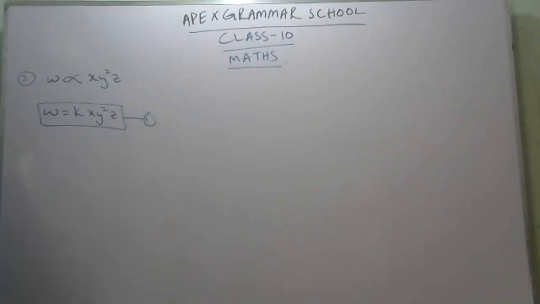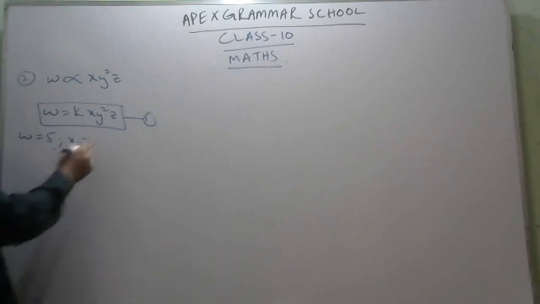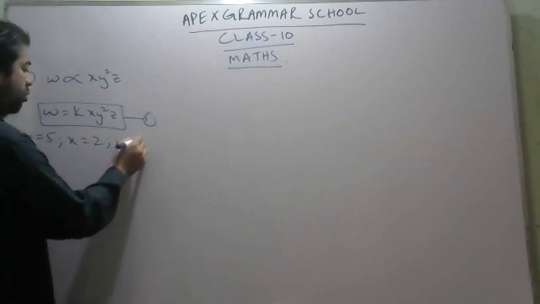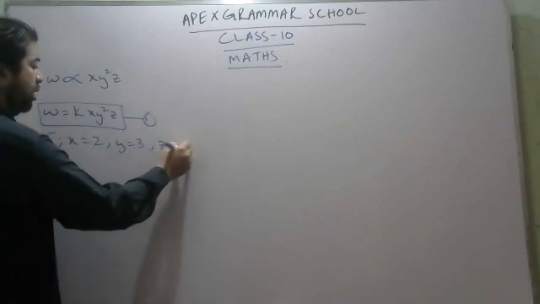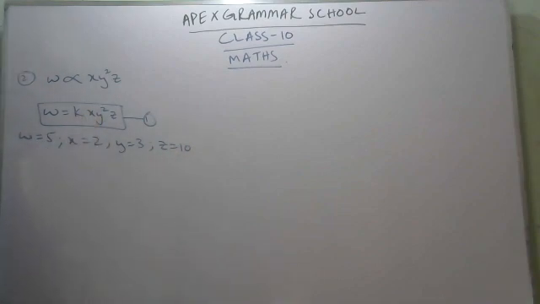So W is equal to 5, x is equal to 2, y is equal to 3 and z is equal to 10. Put all these values in it and get the value of k.